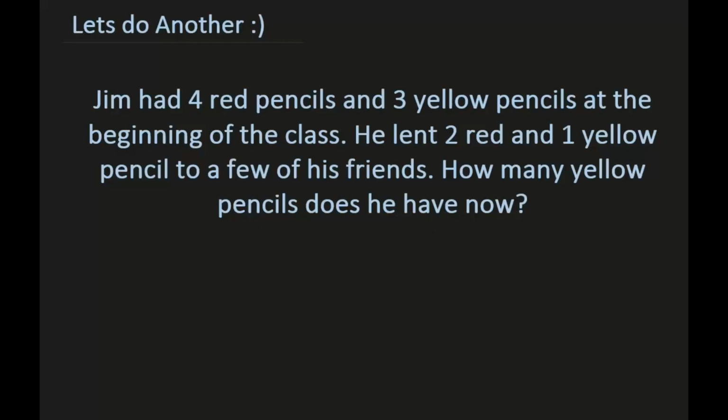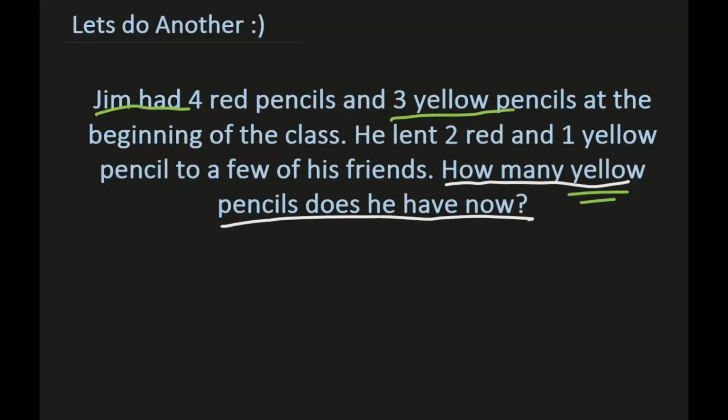First off, we're going to underline our main question. Our main question is how many yellow pencils does he have now? Now we'll underline our useful information. We're trying to figure out the yellow pencils. So we need to use Jim had 3 yellow pencils. That is our useful information for that part. We won't be using 4 red pencils.